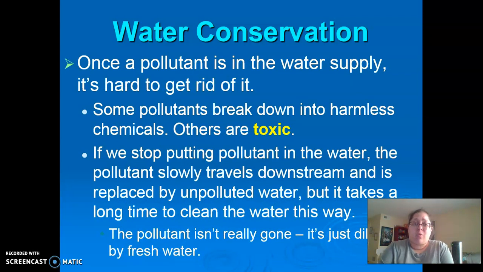And once a pollutant is in our water supply, it's really hard to get rid of it because some pollutants break down into harmless chemicals, right? And that's fine, but others are toxic. That means that we're drinking toxic water, and animals are drinking toxic water, and plants are drinking toxic water. And if we eat those animals or plants, then we're eating more toxic stuff. If we stop putting pollutants into the water, then that pollutant travels downstream and it's replaced by unpolluted water. But it takes a really long time to clean water this way. It's not just gone, it's actually just diluted. So it doesn't have as much of an impact, but it's still there.